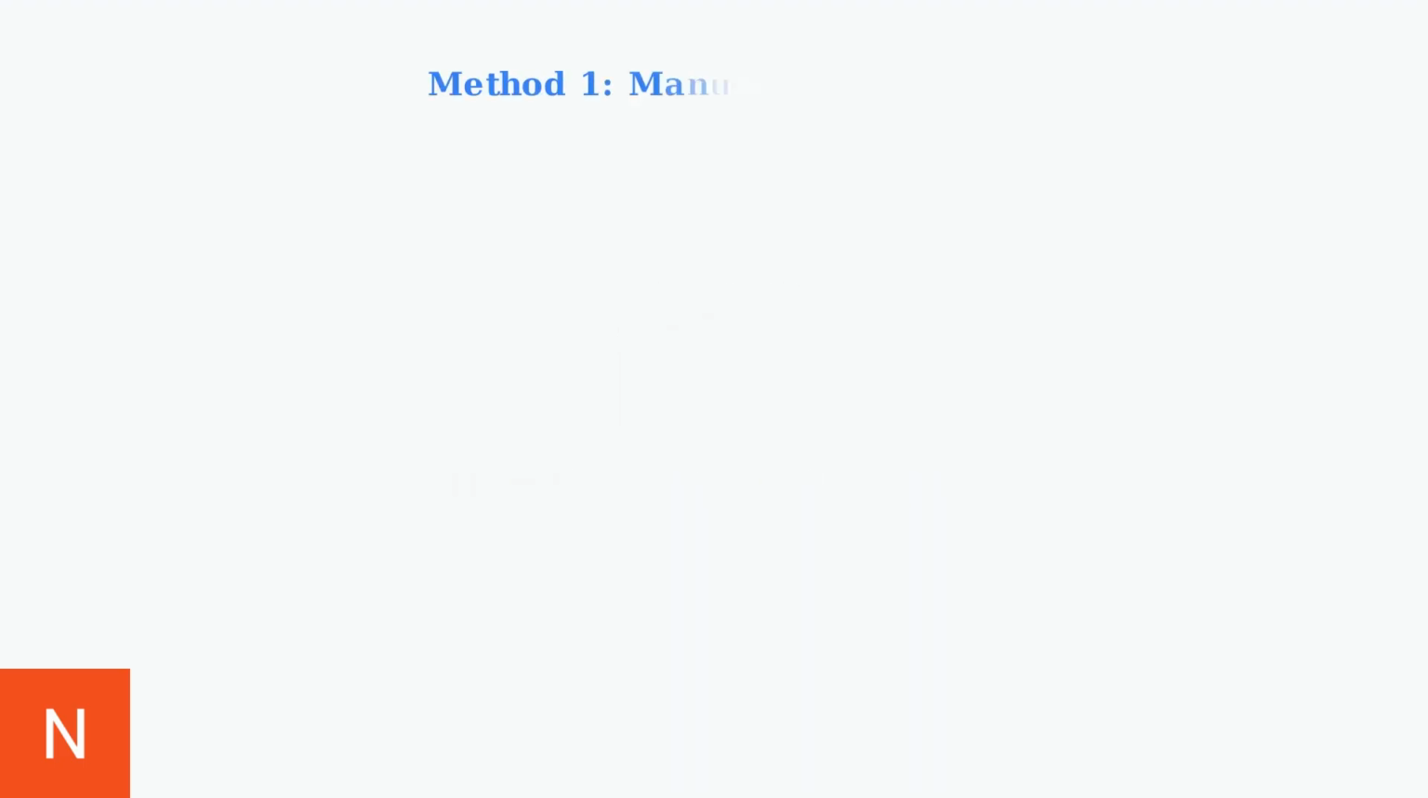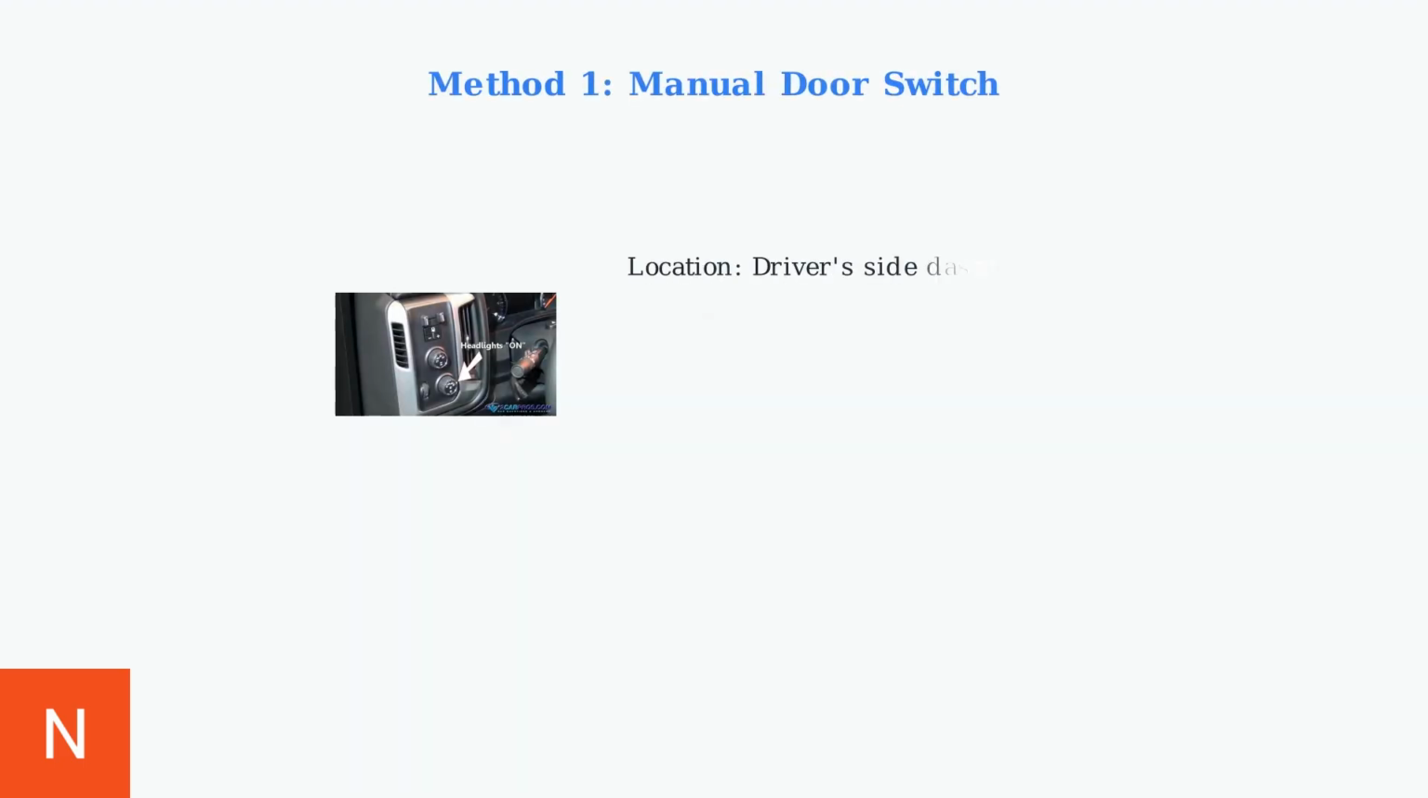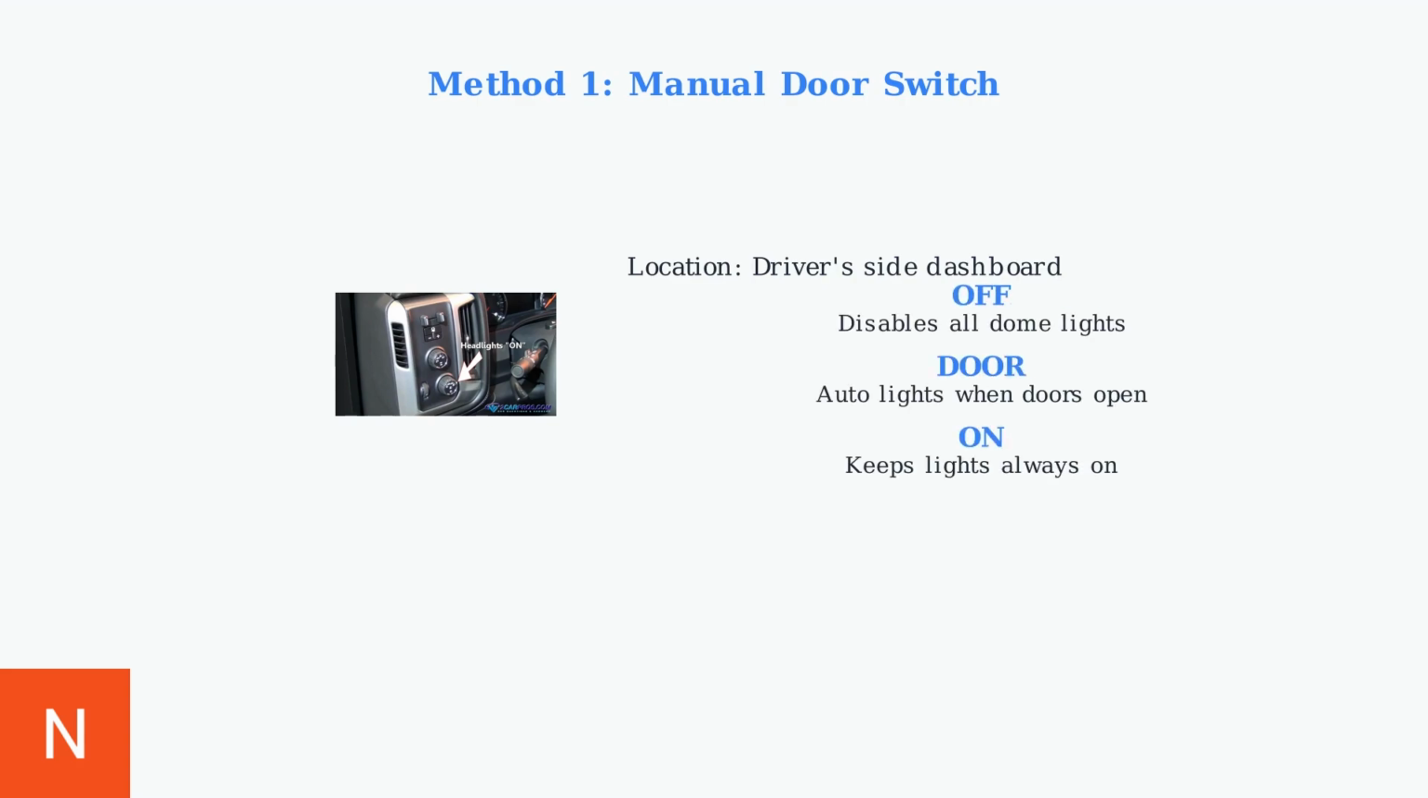The primary method is the manual door switch located on your driver's side dashboard to the left of the steering wheel. This switch has three positions that control all dome lights. Off disables all dome lights regardless of door status. Door enables automatic lighting when doors open. On keeps lights constantly illuminated.